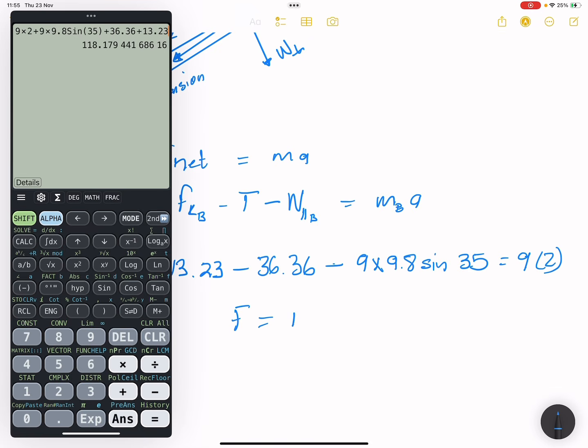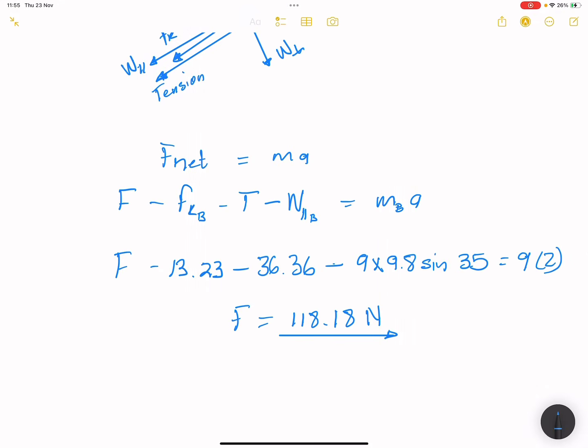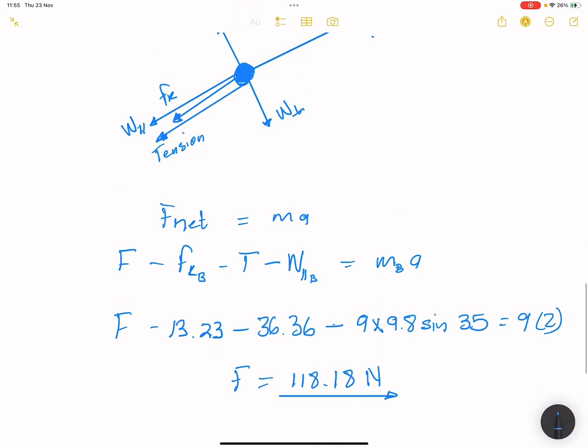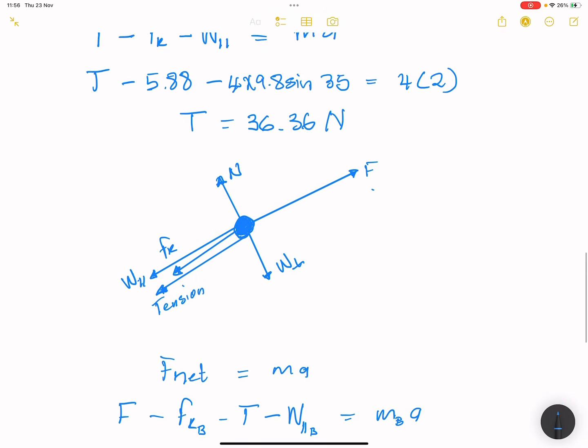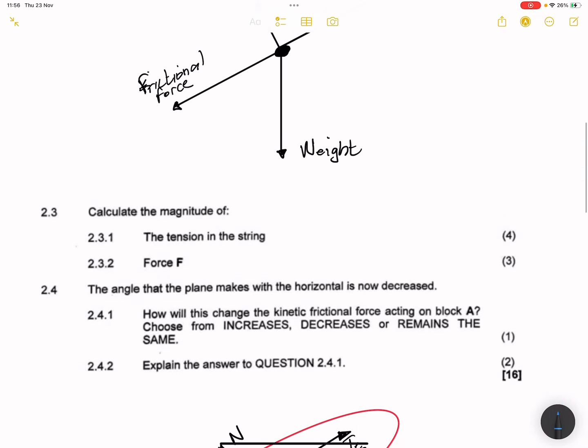I get a force of 118.18 newtons. Okay, so that is the answer that I get in terms of the force F that is acting on block B. Let's go on to the next question.